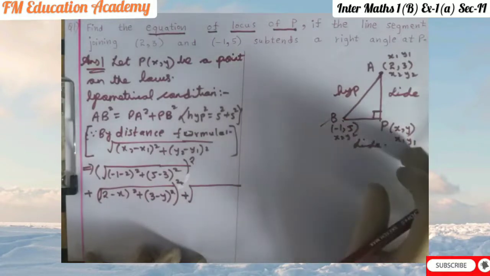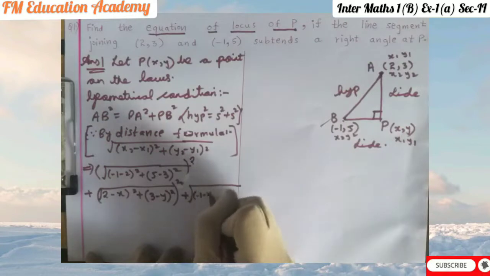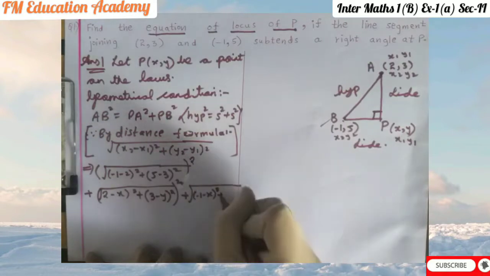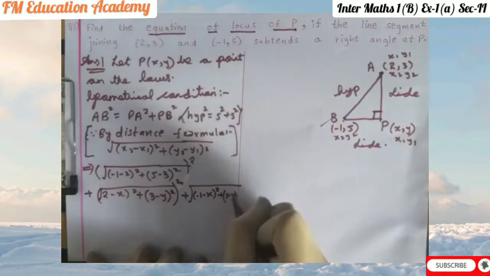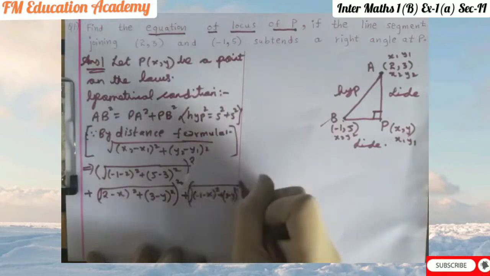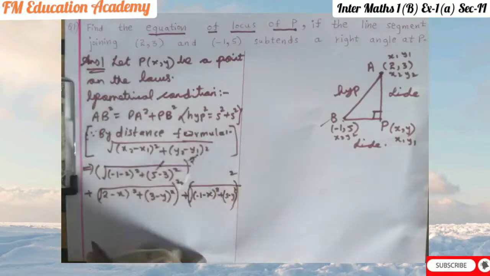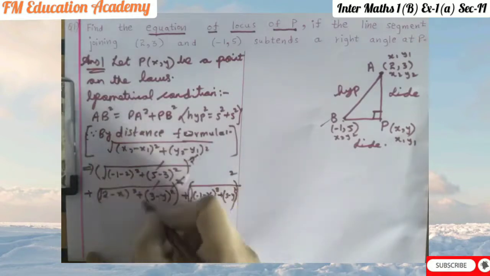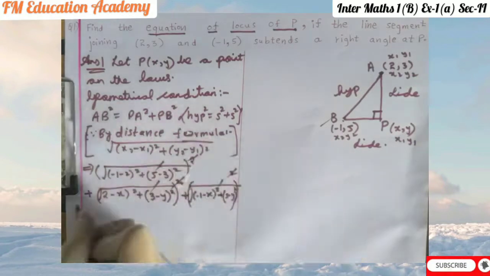Root of (x2 minus x1) whole square means (-1 minus x) whole square plus (y2 minus y1) means (5 minus y) whole square, and since we have whole square here, this will be whole square. Now here root is there, here square is there, so square and root will get cancelled. The same happens in the other terms: root is there, square is there, so square and root will get cancelled.